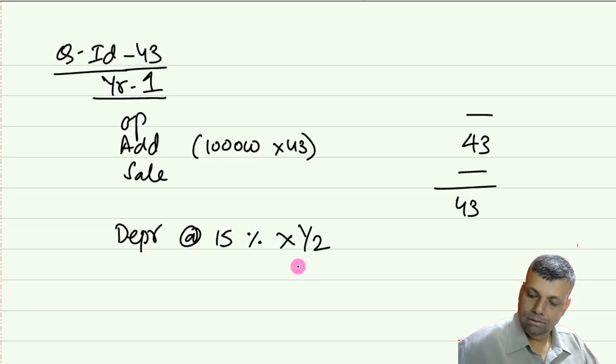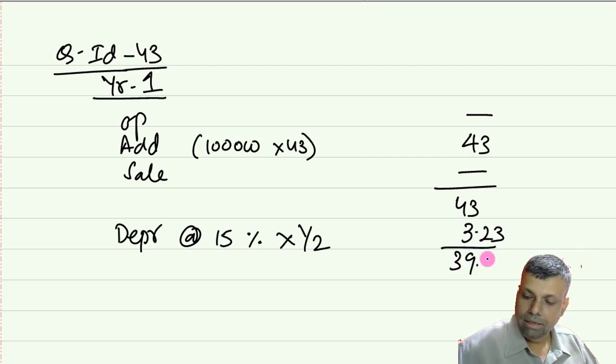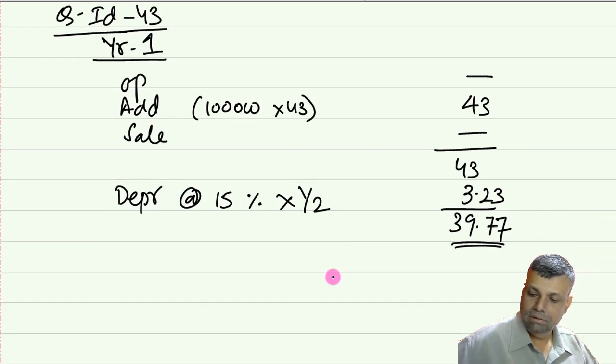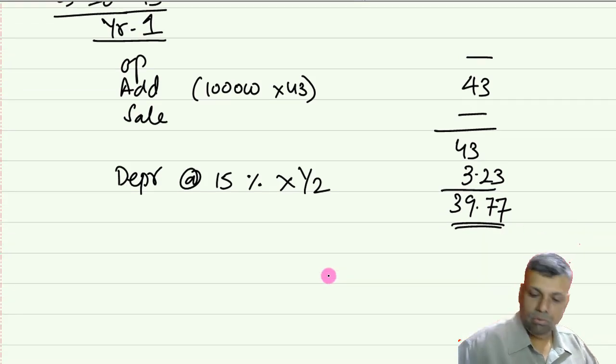So 15% just multiply into half rate, that is 3.23, and 39.77. These are year number 1.